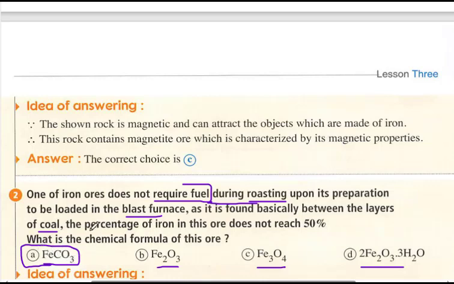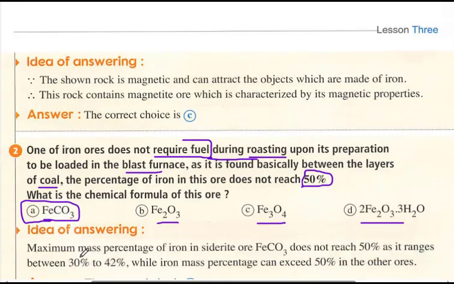Okay, the percentage of iron in this ore does not exceed 50%, so it is siderite. Remember, the iron in it does not exceed 50%. Okay, it is siderite also. What is the chemical formula of this? It is ferrous carbonate or siderite.